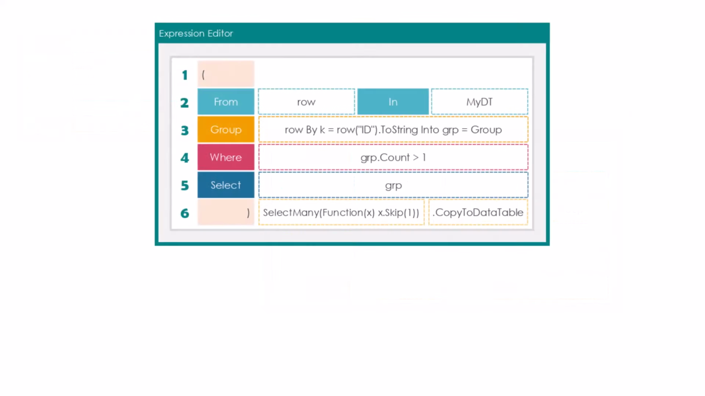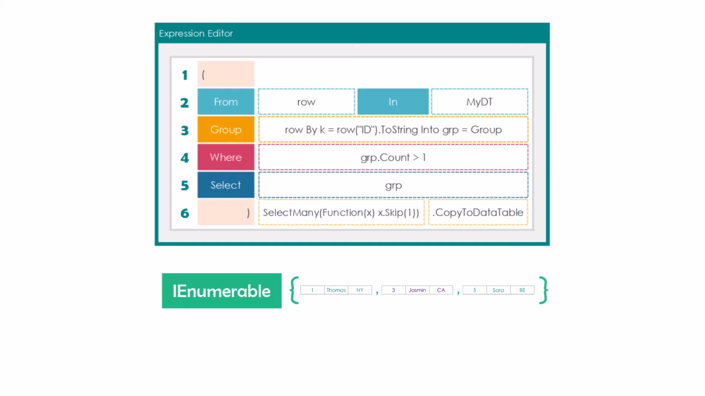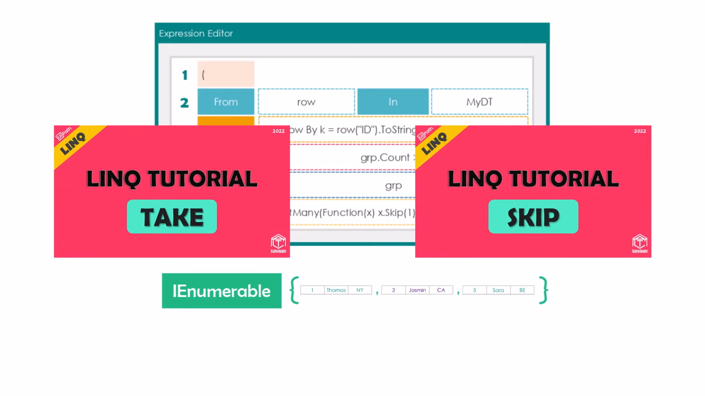Let's now see the following query. Here I use the skip function. Skip function is to skip elements from a sequence. Here I added 1, to skip only the first element from each group. The result of the query is as following. If you want to learn more about take and skip operators, you can check the following 2 videos. I explained both operators in detail.